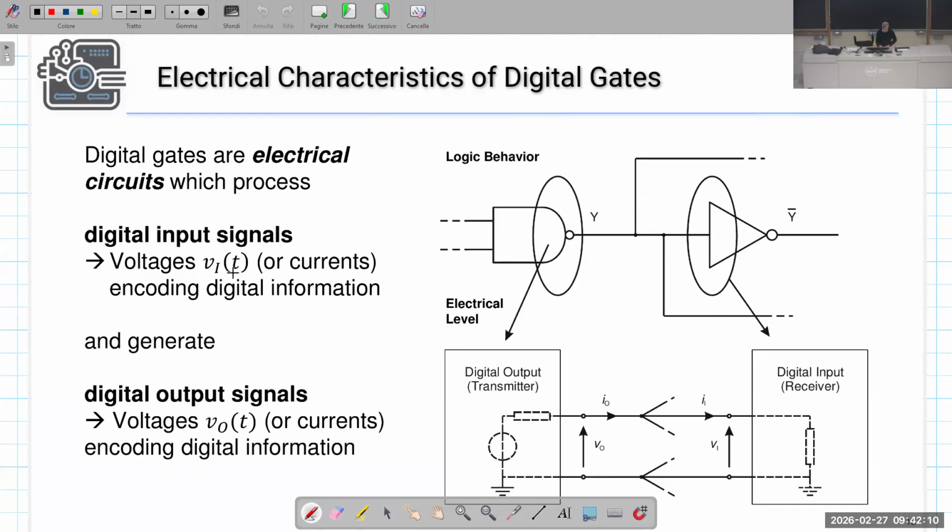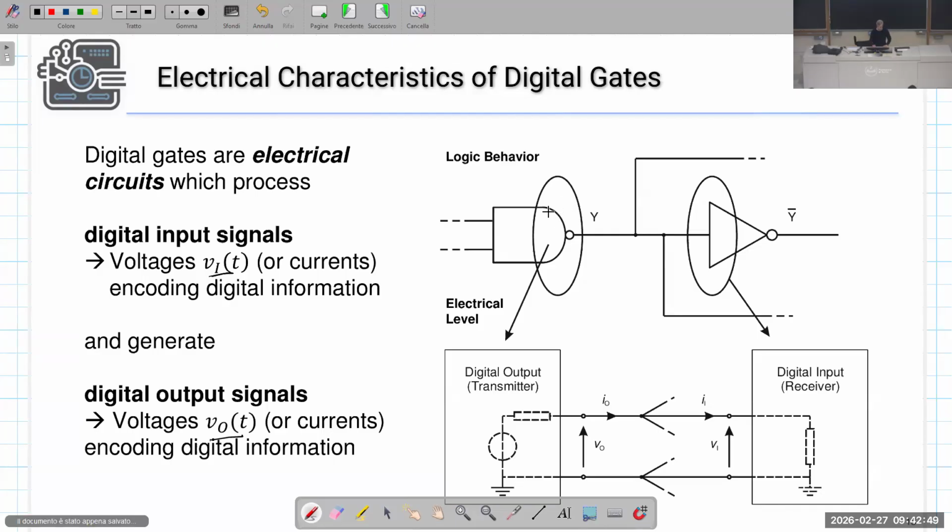Electrical signals that in most of the cases, and this is the only case we will consider in this course, are voltages. So input signals at the electrical level are actually voltages which are applied at the input of an electrical circuit. And the electrical circuit generates other voltages which encode the result of the digital processing performed by the gate.